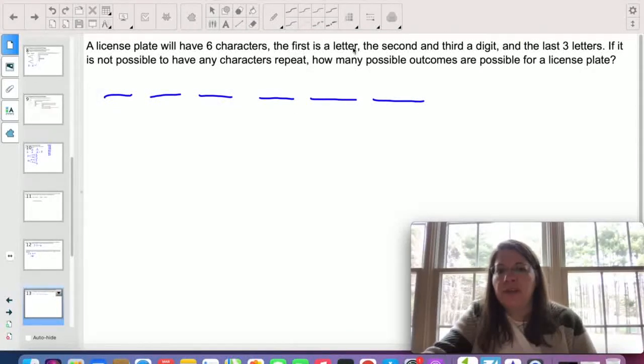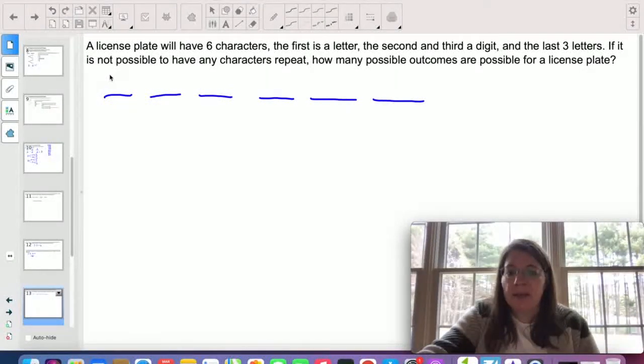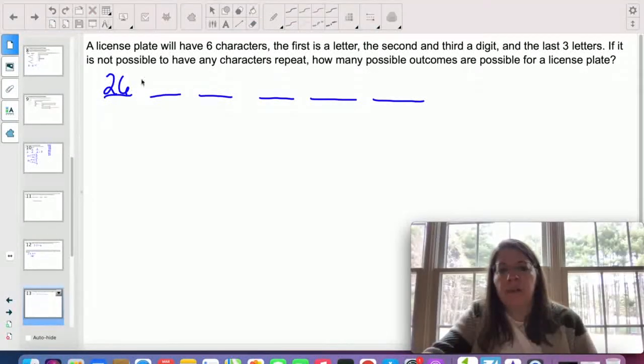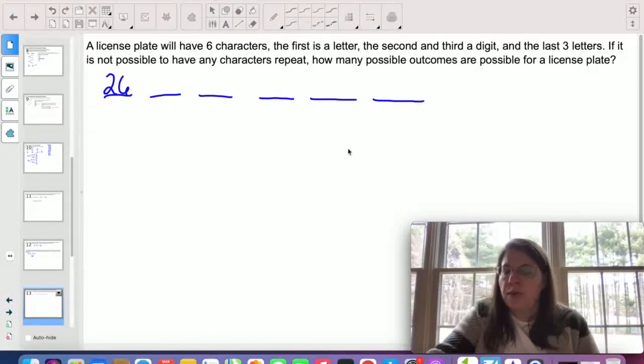The first is a letter. Okay, if the first is a letter, how many letters are in the alphabet? Hopefully you know that that is 26. So we have 26 possible characters that we could use here, 26 possible letters. So we have 26 possible outcomes for the first character. The second and third are digits. Okay, digits are numbers. Hopefully you realize this. There are 10 digits, 0 through 9. Those are the 1-digit numbers that there are.